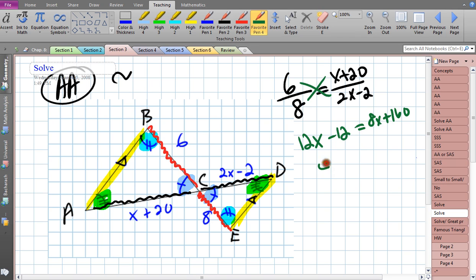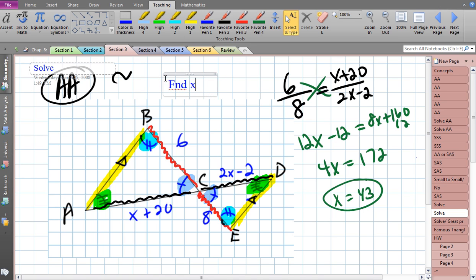We're going to move the 8x to this side. That becomes 4x. The 12 becomes 172. And I think 172 is divisible by 4. Let's take a look. 172 divided by 4. I got x to be 43. And that was the goal. The goal was to find x. I should have written that up here. Let me type that in. The goal is to find x. And so we did that. We found x, and we used the fact that these two triangles are similar. We set up a proportion, and we solved for x. All right, let's take a little break.